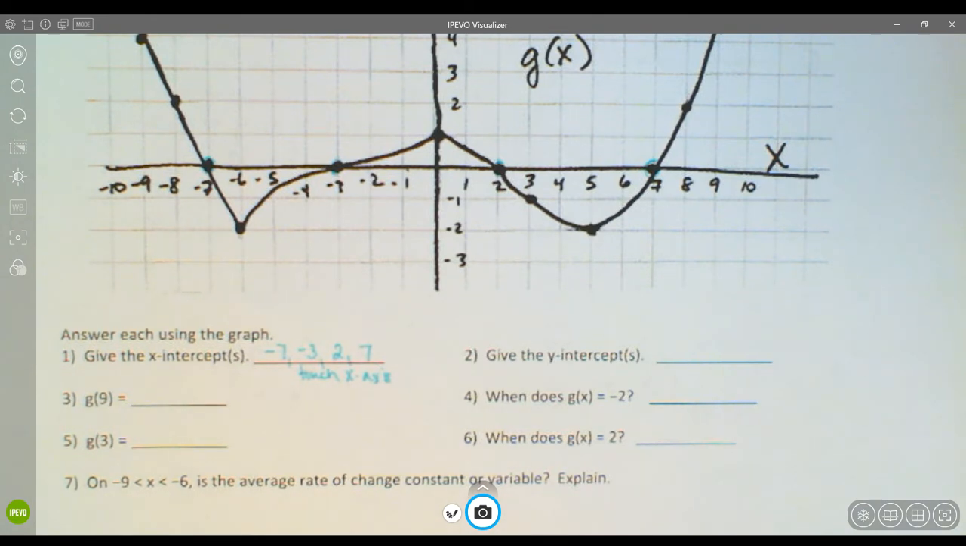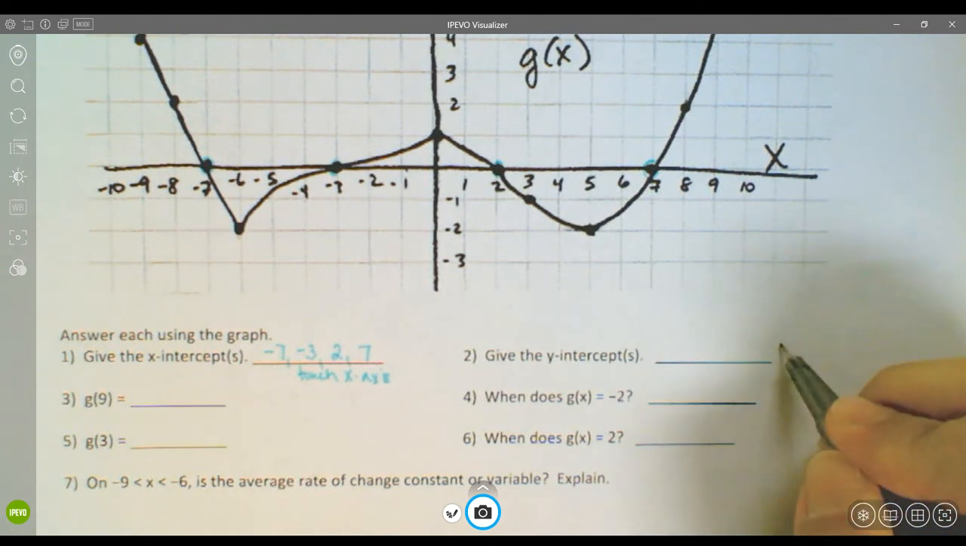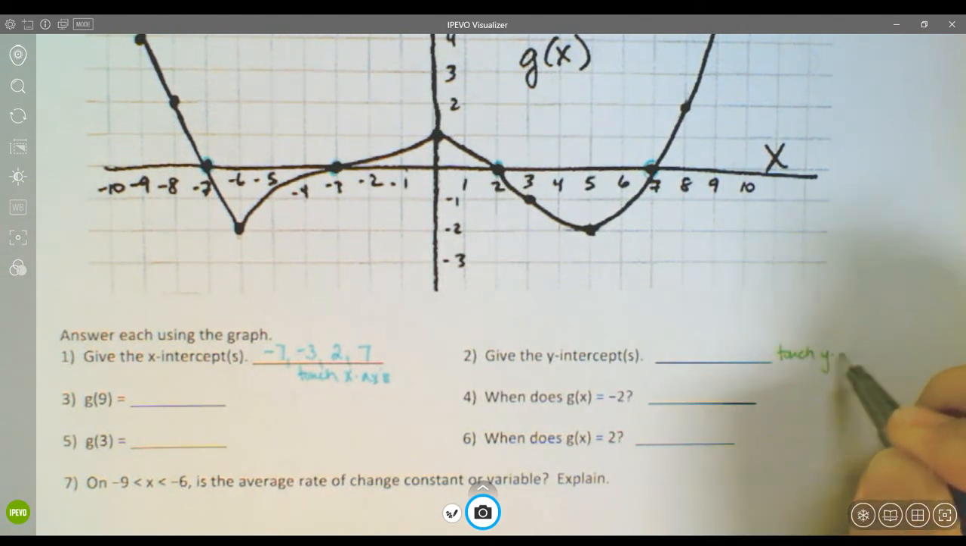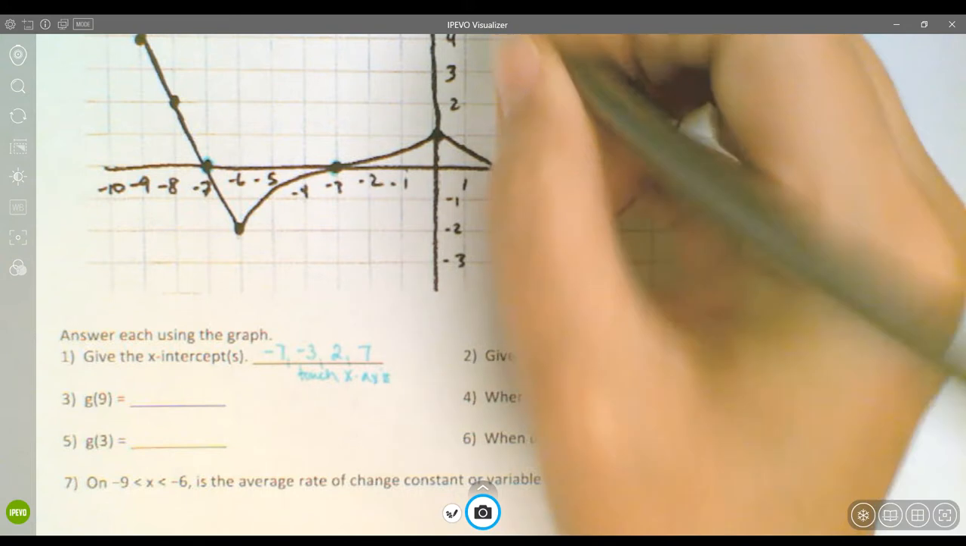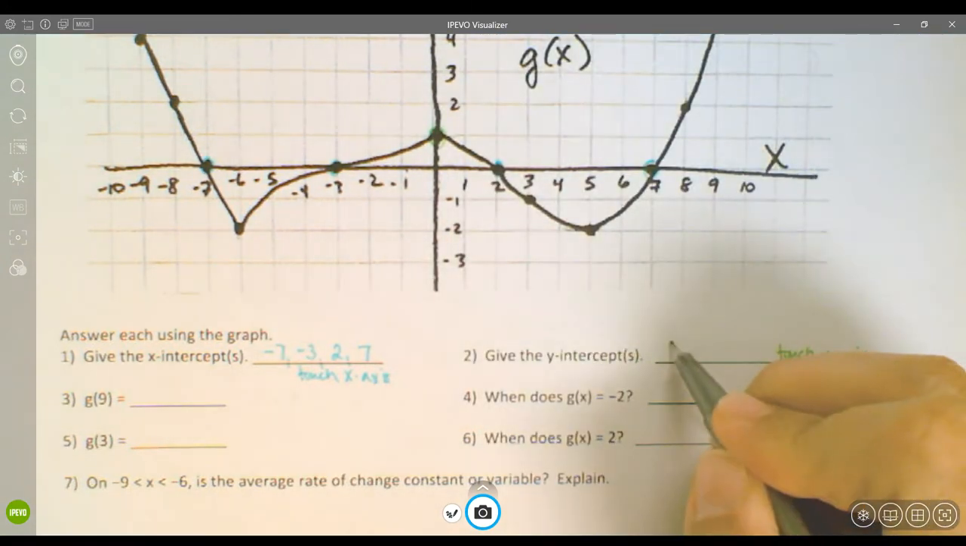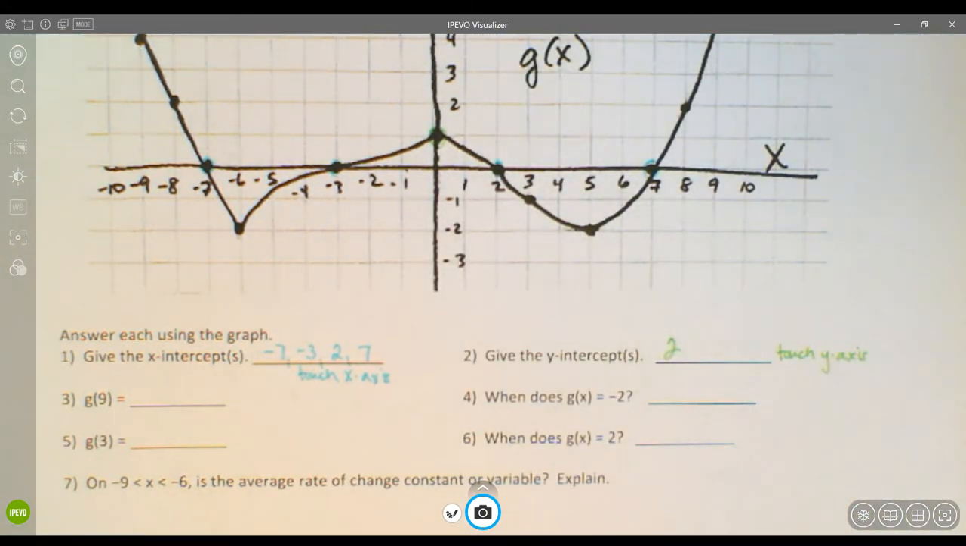And now I want to know the y-intercept. Well, the y-intercept occurs where we touch the y-axis. And the y-axis we touch here. So my y-intercept is 2.